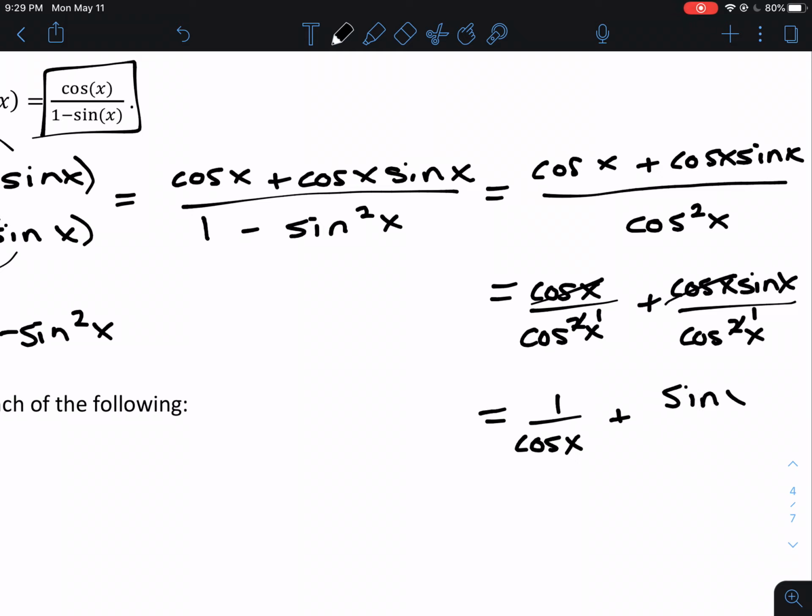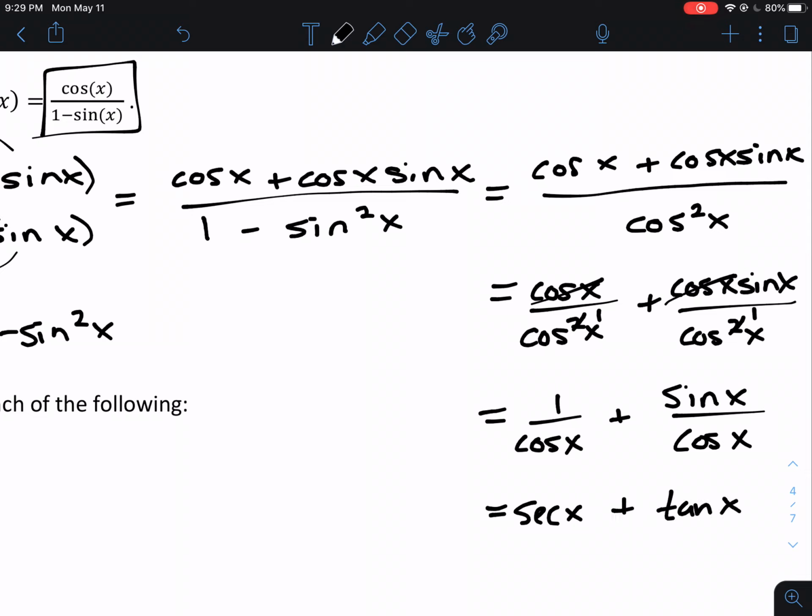And then now we've just about got it. 1 divided by cosine of x, we will use our reciprocal identity to rewrite that as secant of x. And then sine over cosine, remember that that is the same as tangent of x, which is what we wanted in the first place. And so we are done.